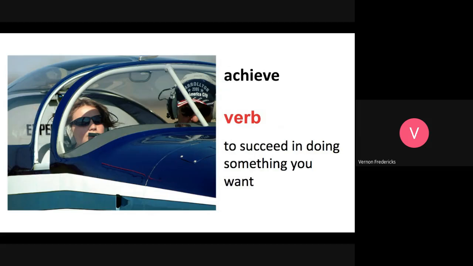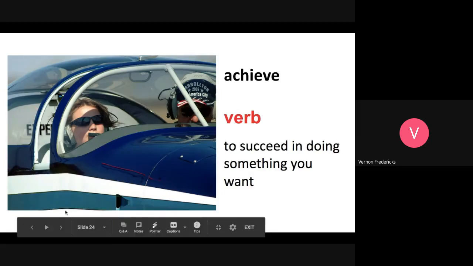Achievement is my noun. The achievements of Ali are wonderful. It's the things that Ali did successfully that are wonderful. Ali achieved his goal, which is achieve, my verb, and the achievement of Ali is fantastic, which is my noun, and it's the things that Ali wanted to do, to achieve these goals.